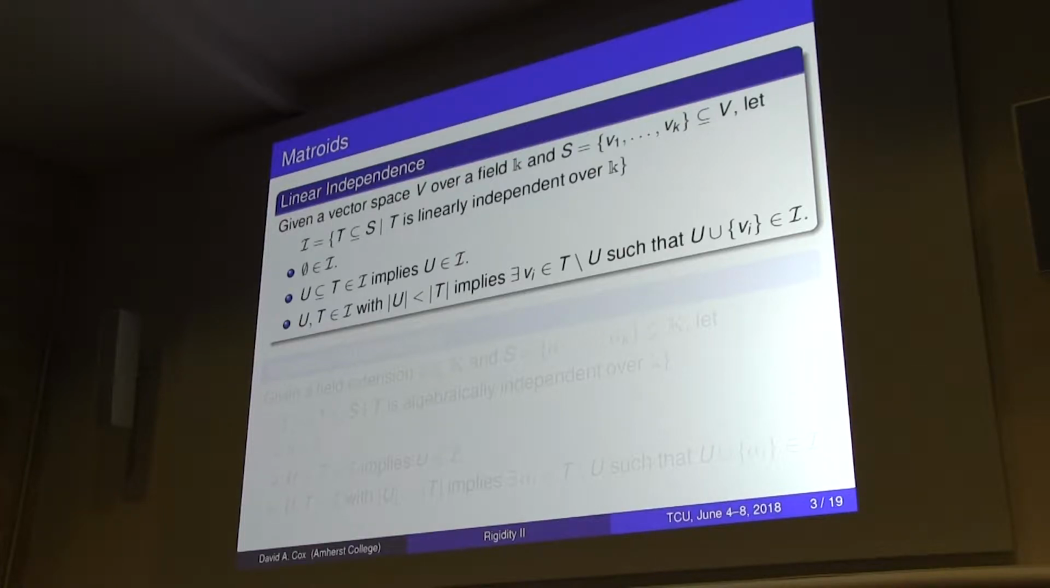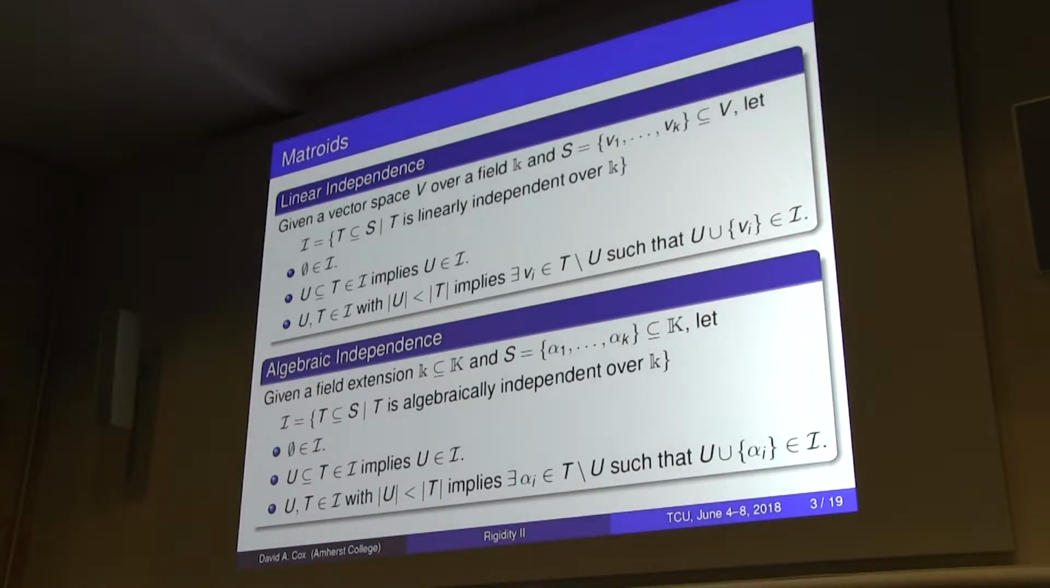Then if I have two linearly independent subsets of this set, and if one is strictly bigger than the other, then I can always find at least one vector in the bigger one that's not in the smaller one, so that when I add it to the smaller one, I'm still linearly independent. And that takes a little thought, but it's actually not too hard to show that has to happen. So that's something that happens when you just look at finitely many vectors in a vector space over a field.